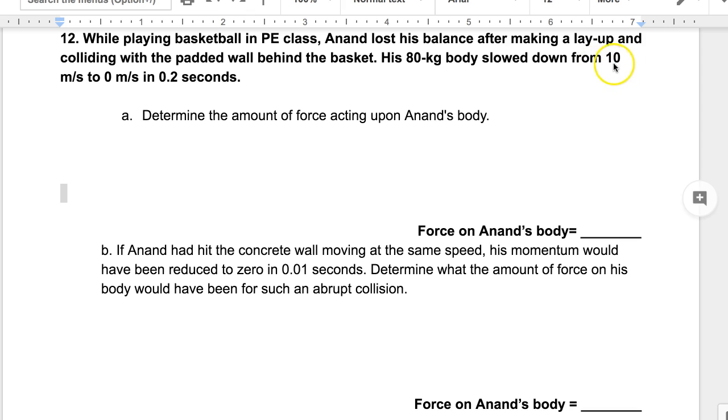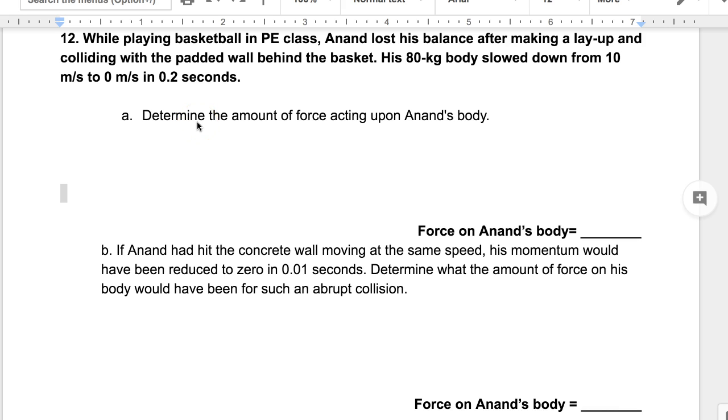He slows down from 10 meters per second to 0, so that means his initial velocity is 10, his final velocity is 0, and label those appropriately. So box around the 10 for v sub i, or initial velocity. Box around the 0 for v sub f, for final velocity. And then we have 0.2 seconds, a measure of time. So you put a box around that and write t.